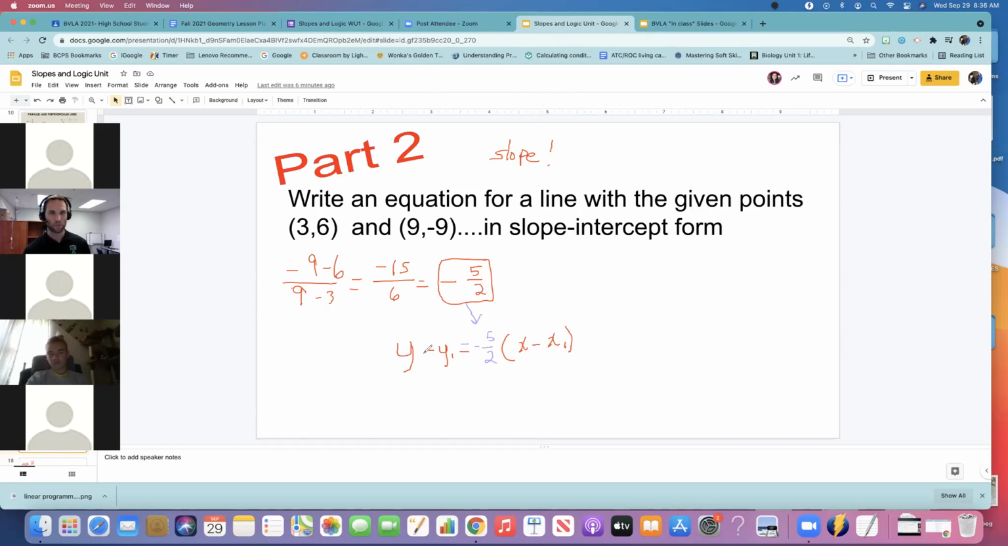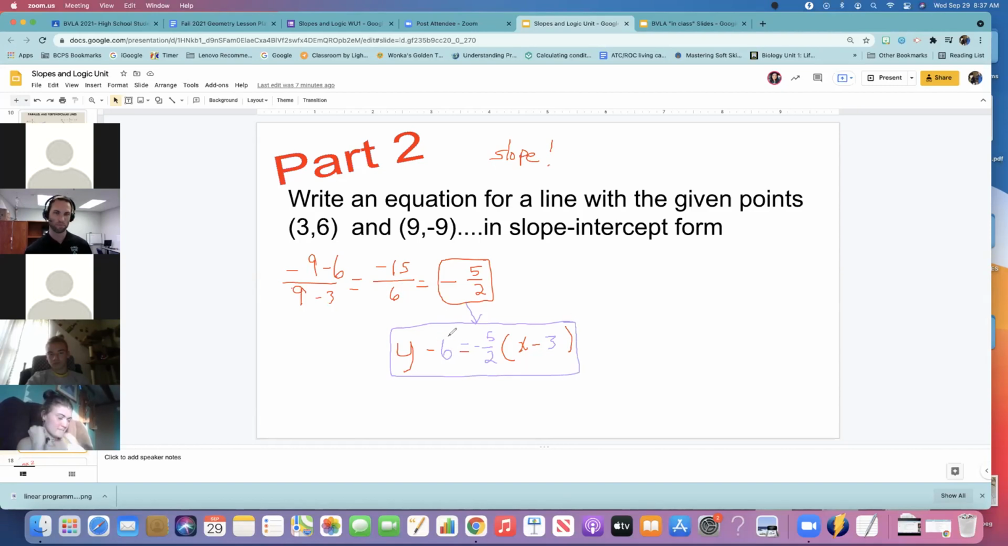All right, now I'm gonna have to put something in here and something in here, so I'm gonna pick a point. Which point do I pick? Either one. Either point's fine. So let's pick 3, 6. Okay, so it'd be y minus, this is y, it's not 3, so it's 6. And then x minus 3. Now this is a line in point slope form.